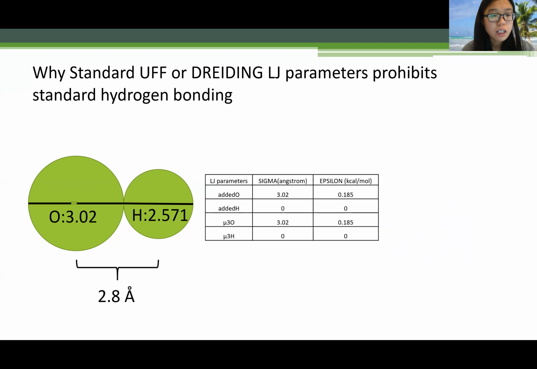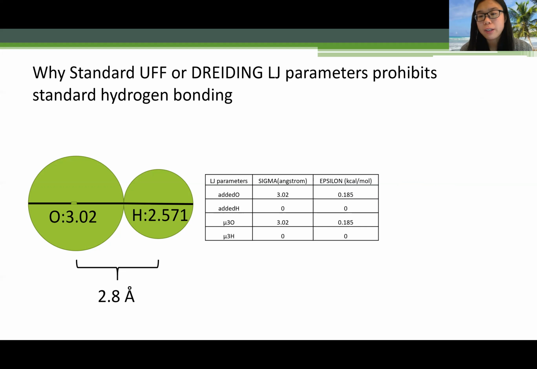For IPA, the UFF sigma radius of hydrogen is 2.571, and we use TraPPE potential for IPA. The sigma radius for oxygen is 3.02, and so the average sigma value is 2.8 angstroms. But the typical hydrogen bond length between hydrogen and oxygen is 2 angstrom.